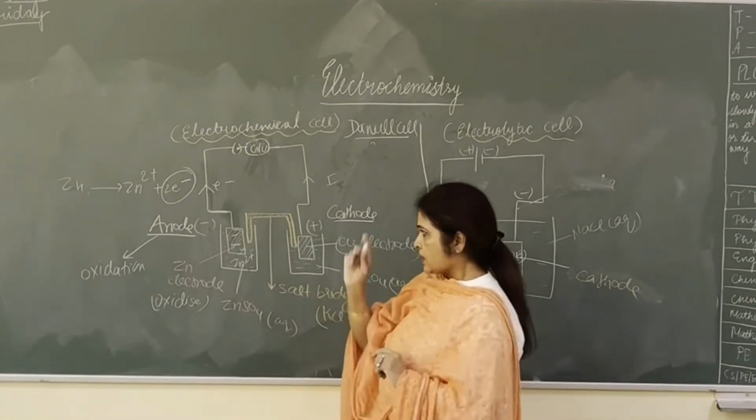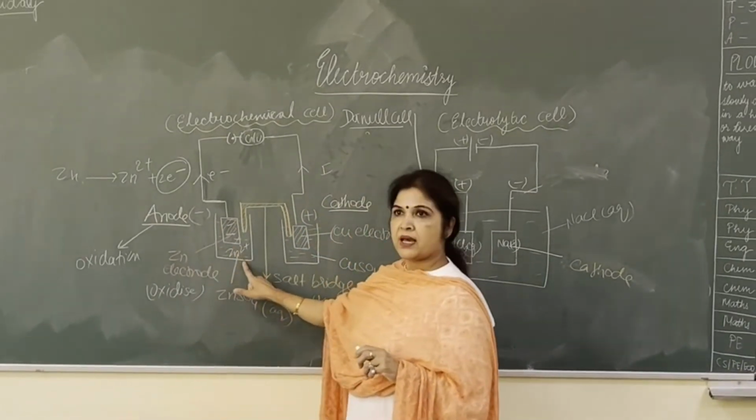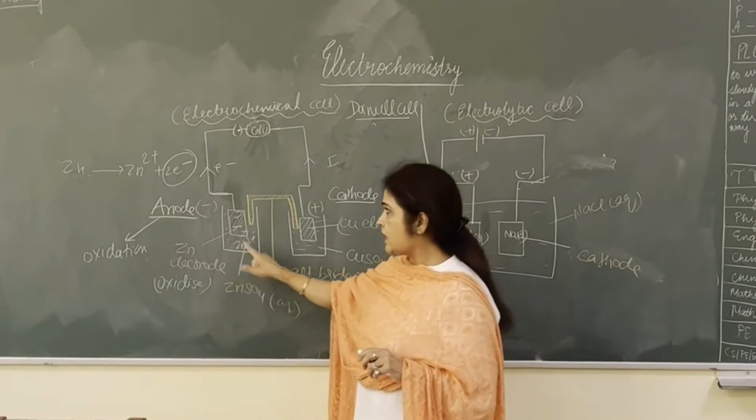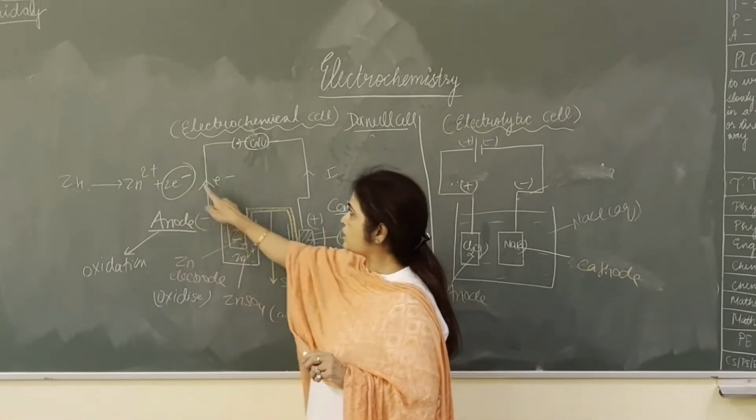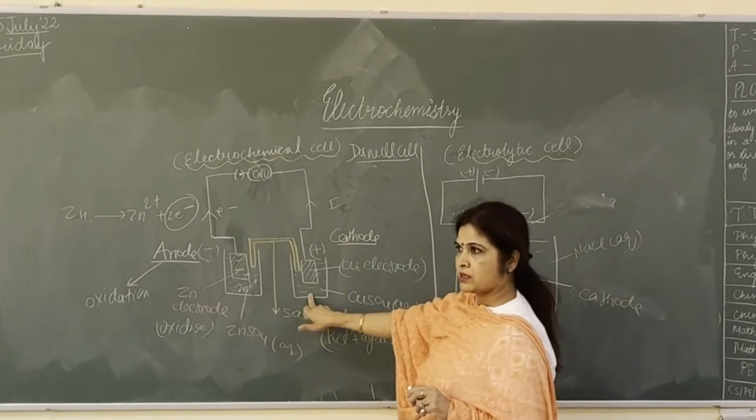Okay. Now the question is this. This zinc is getting oxidized into zinc 2 plus ion, which is accumulated in the solution, and the electrons flow through the wire to the other side, and this electron goes into the solution.